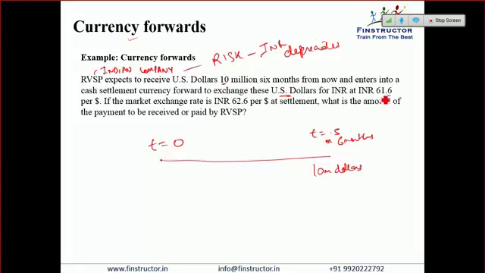Today, he can enter into a forward contract at 61.6. That is, for $10 million, he can be guaranteed 10 into 61.6 million INR. If he doesn't enter this forward contract, then what is the risk? INR may go down to 60. If the INR 6 months later goes down to 60, then he will not get 616 million INR. He will only get 600 million INR, not dollars, my apologies.